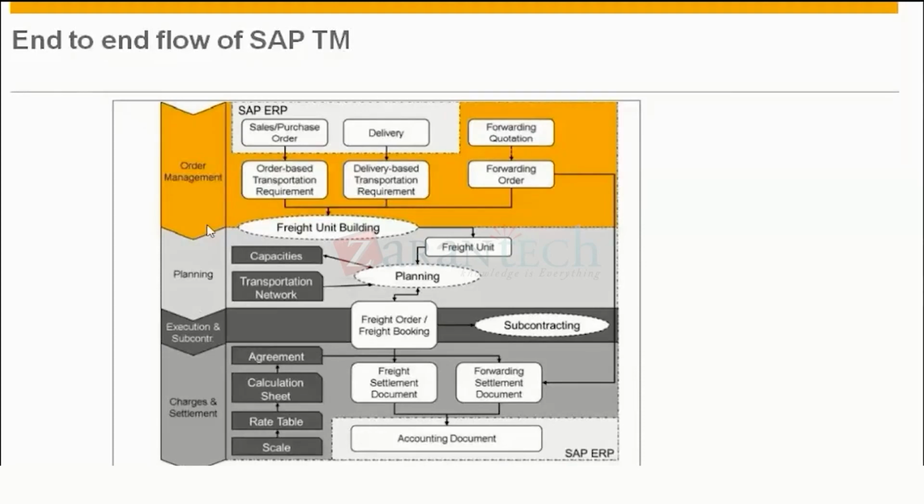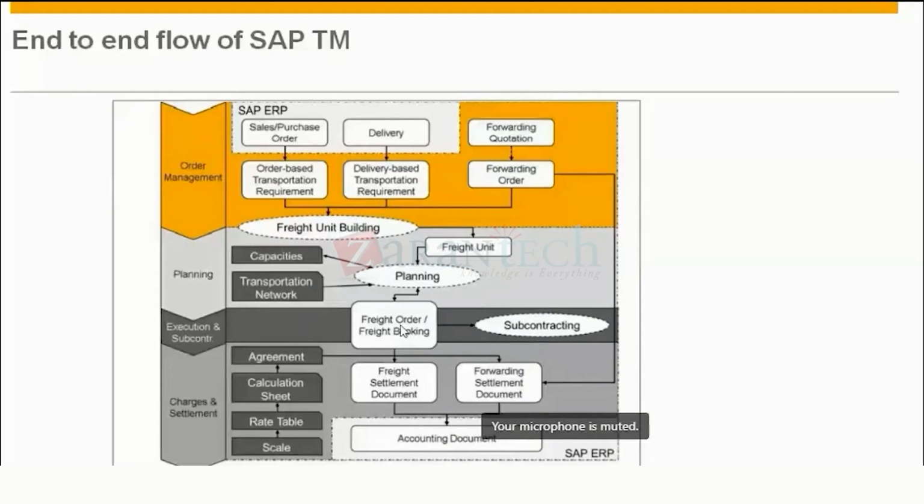So planning is very important in TM. And there are two inputs to planning. The first input comes from the freight unit, and the second comes from the master data, which is a resource. So resource and freight unit are the inputs to my planning process. Whenever you do the planning, the output of planning is your freight order and freight booking, which is a shipment document.